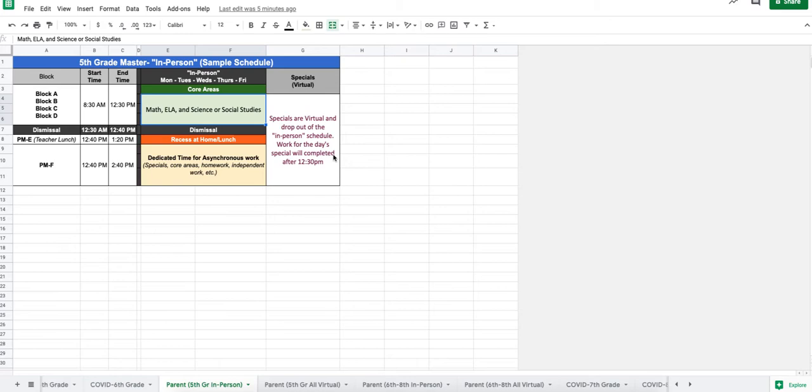We're scheduling time in the student schedule that's dedicated to that asynchronous work, work that doesn't have to be tied to a specific teacher at a specific time, logging in, etc. That asynchronous work can be done at any time. So we're dedicating that afternoon period to that asynchronous work: the work in specials, the core areas, homework, independent work, things like that. After this recess period, the afternoon, 12:40 on, will be dedicated to that asynchronous work for students in 5th grade in the in-person schedule.